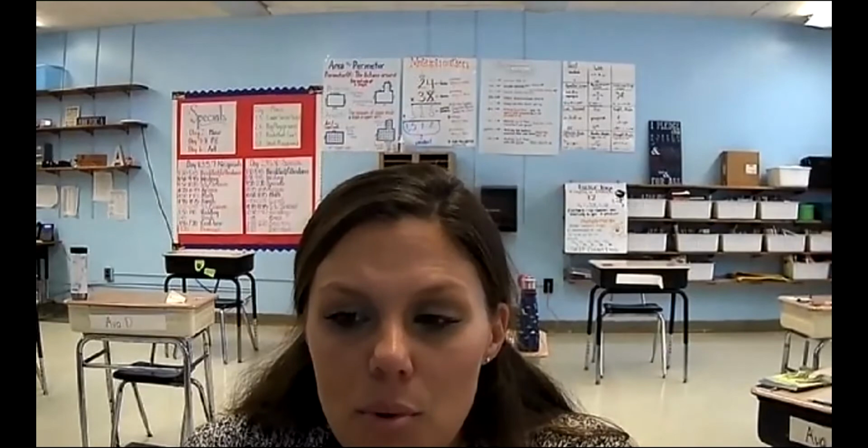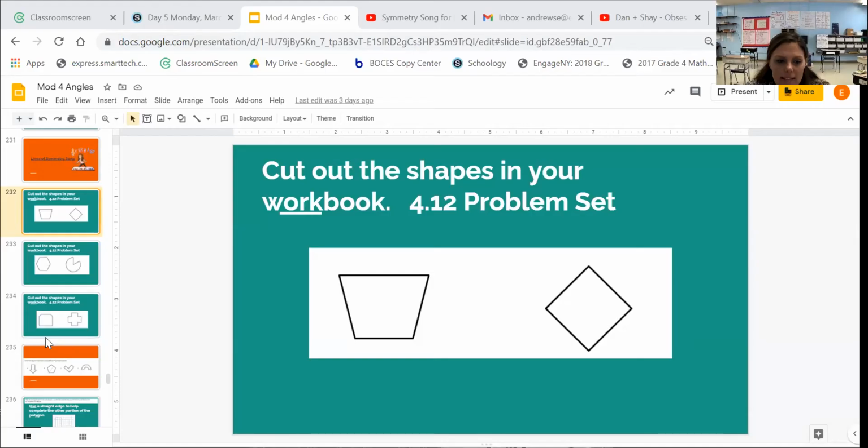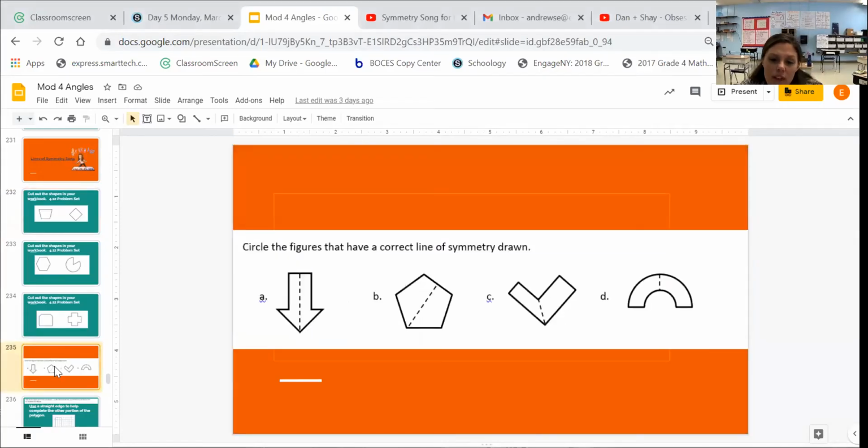All right, let's keep moving on our slides here. Circle the figures that have a correct line of symmetry drawn. This is your number 1 on your workbook. So you're just going to simply have to imagine, okay, this arrow, if I folded it in half where they're saying there is a line of symmetry, would they mirror? Would they match up exactly? So go ahead and try, and you're going to circle the ones that have their line of symmetry in the correct place. Go ahead and try that.